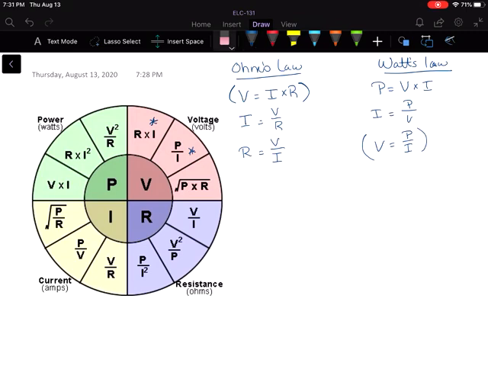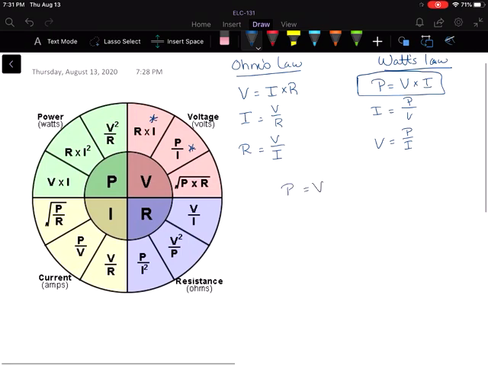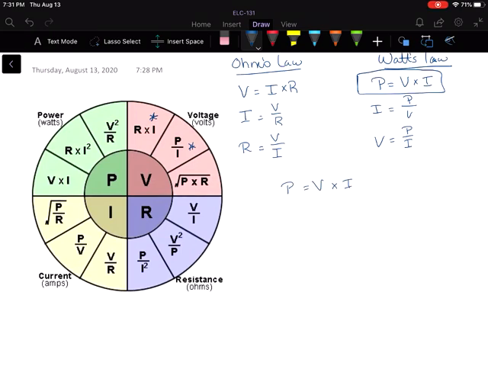Now, how we got that is that in our power equation here, P equals V times I, if we substitute I equals V over R, we get P equals V squared over R. And if we solve for V, we would multiply both sides by R. And then if we take the square root of both sides, we get V equals the square root of P times R. Actually, I said that backwards, didn't I? And that's the equation there.